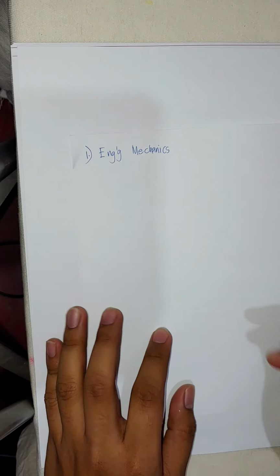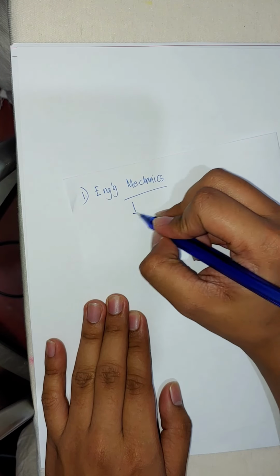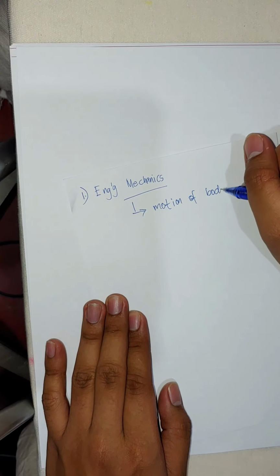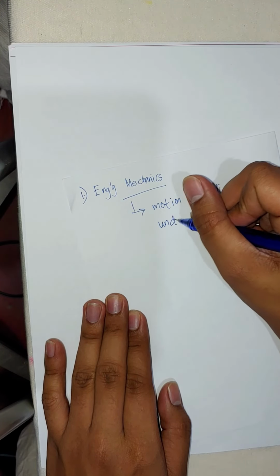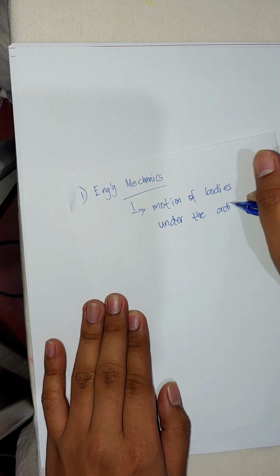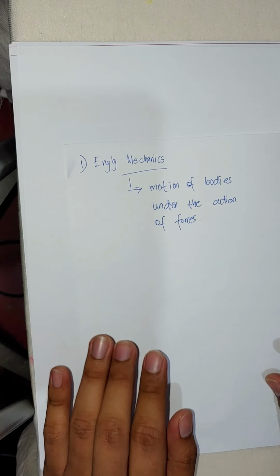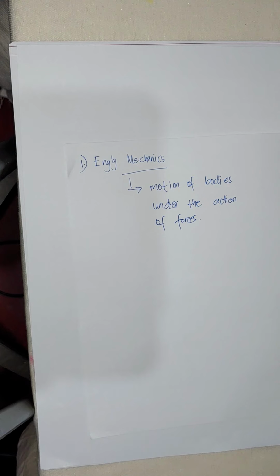So now let's begin. Let's discuss the preliminaries. Our subject is about the dynamics of rigid bodies. Dynamics of rigid bodies is under the branch of engineering mechanics. So what is mechanics? Mechanics is the science concerned with the motion of bodies. So mechanics is concerned with the motion of bodies under the action of forces, including the special case in which a body remains at rest.